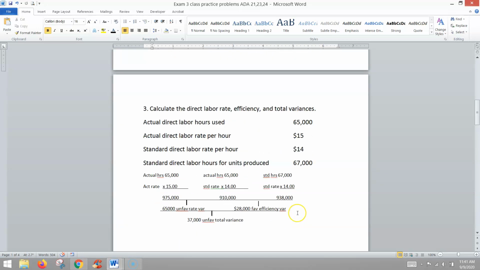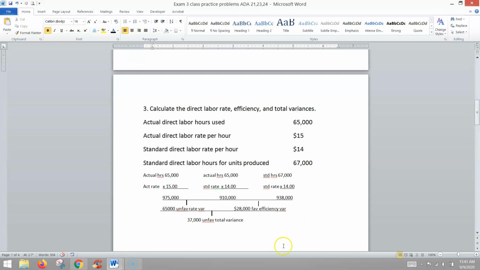On number 3, very similar, but we're looking at the rate variances, the labor variances. So we're going to calculate the direct labor rate, efficiency, and total variance. We're given actual direct labor hours used, actual direct labor rate per hour, standard direct labor rate per hour, and standard number of hours that are used, 67,000.